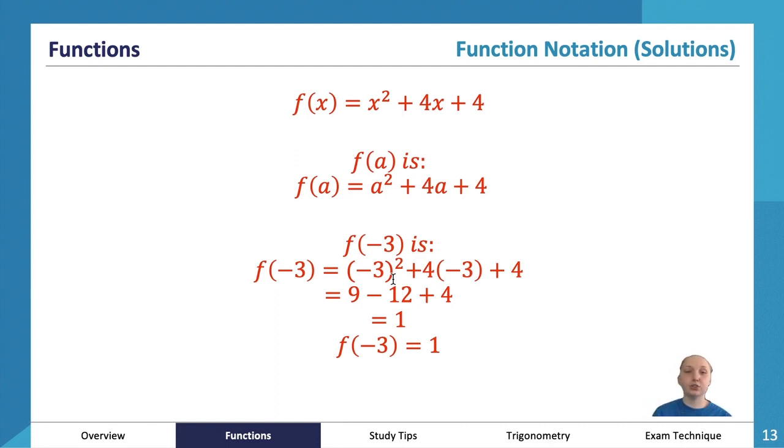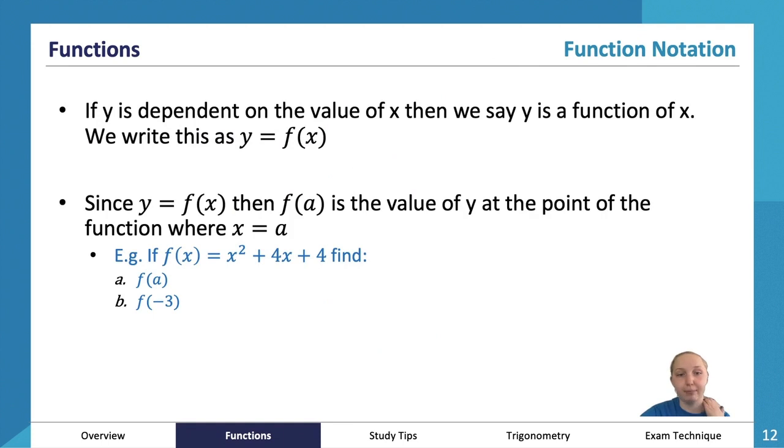You can either do some mental maths or pop it in your calculator. I would say it's always good to write out every step of your working, just in case something goes wrong. So minus 3 all squared is equal to 9. 4 times minus 3 is equal to minus 12. Plus 4, and once you add all of that up, you'll get 1. Therefore, we can say f of minus 3 is equal to 1. That is how we do simple substitutions using functions, and that's the best example of using function notation and what function notation is useful for.